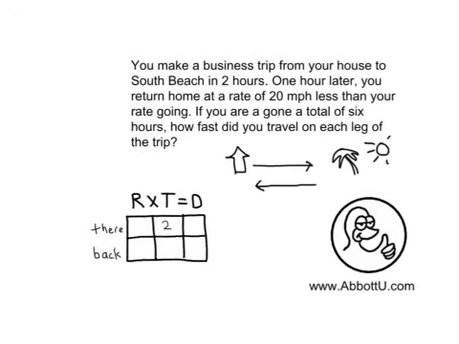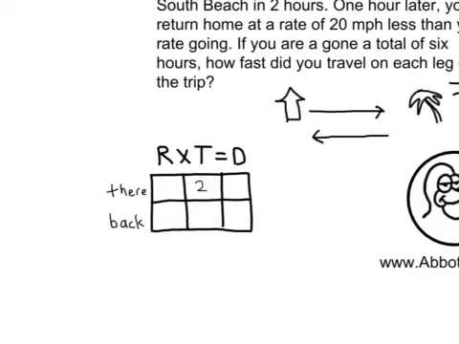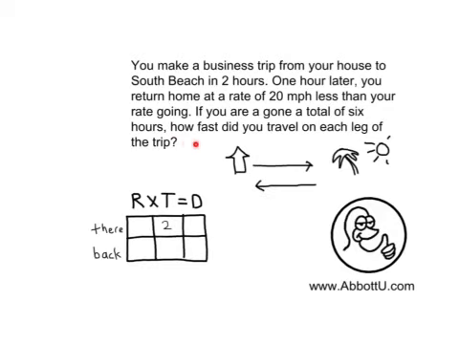1 hour later, you return home at a rate of 20 miles per hour less than your rate going. Okay, and you're gone a total of 6 hours. How fast did you travel on each leg of the trip? Alright, well this is kind of a tricky one because it's like, how fast did you travel on each leg of the trip? You had a certain speed going there and you had a certain speed going back, right? And now these speeds are different too, right?